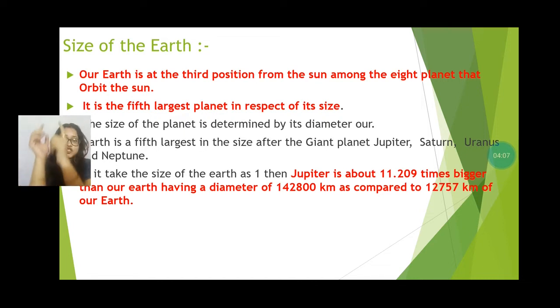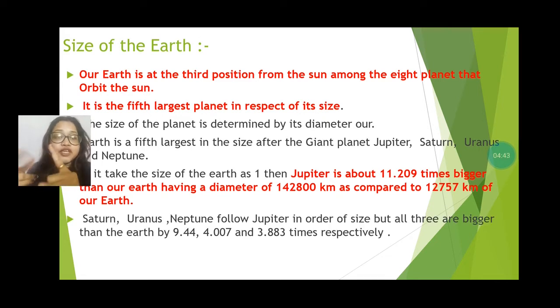If we take the size of the Earth as 1, then Jupiter is 11.209 times bigger than the Earth, having a diameter of 1,42,800 kilometer as compared to 12,757 kilometer, which is the diameter of the Earth.